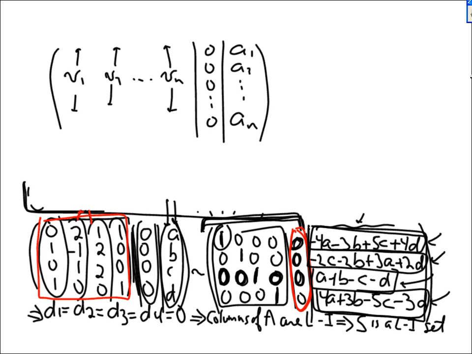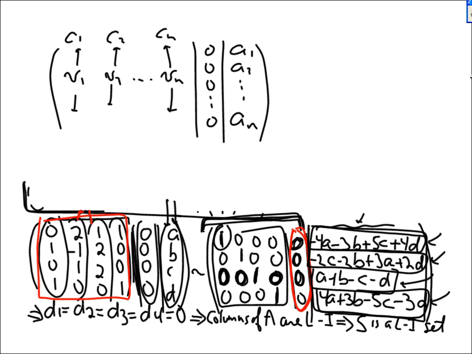This first column will be C1, C2, and coefficient Cn. If it turns out that C1 must equal 0 and C2 must equal 0, in fact, all the C's must equal 0, then it's linearly independent.